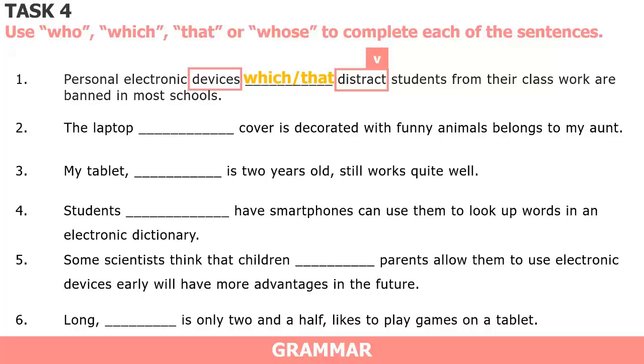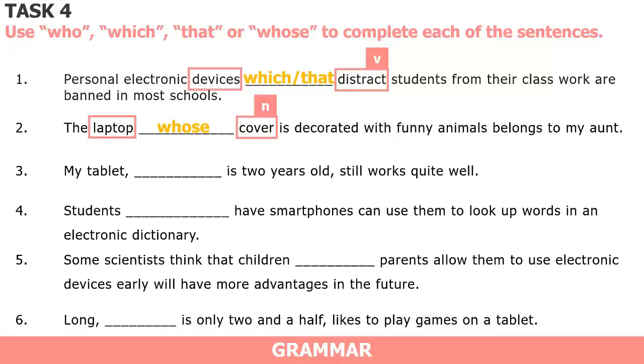And number 2, because laptop and cover are nouns, this sentence lacks a possessive relative pronoun. The answer is whose. We have whose cover, meaning the laptop's cover.